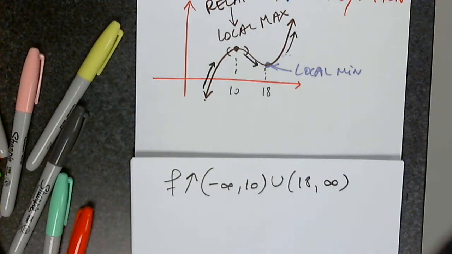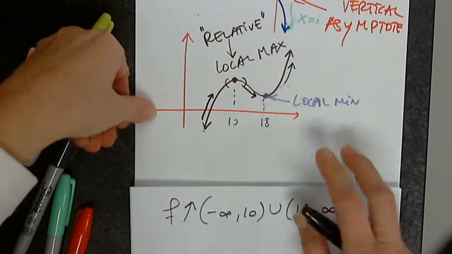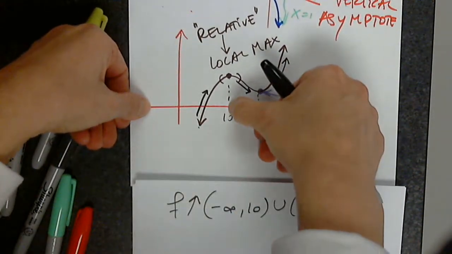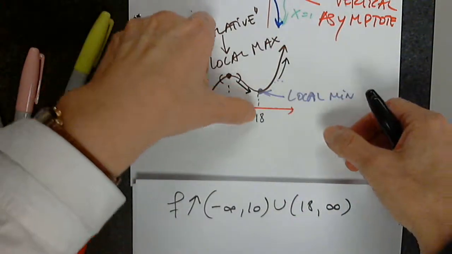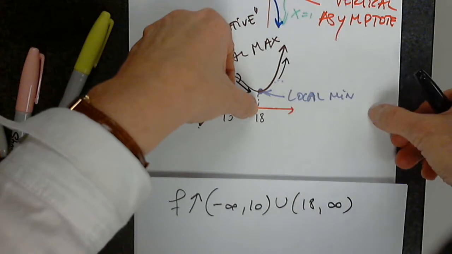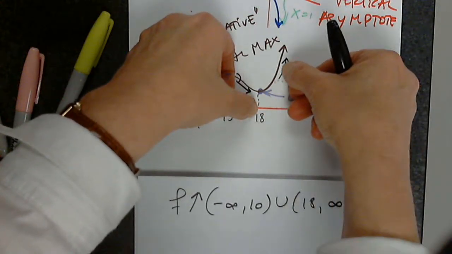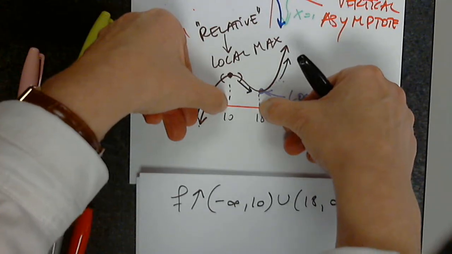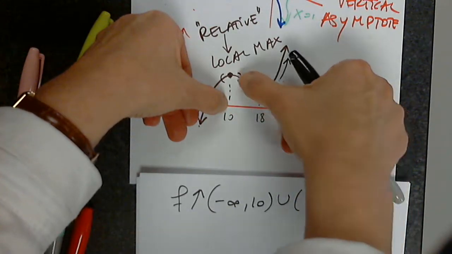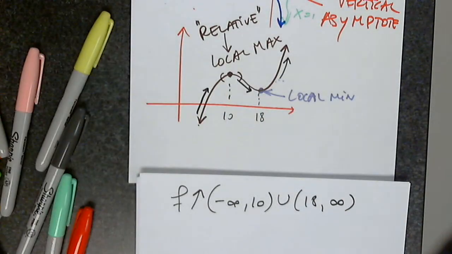Because that's where the increasing trend happens. For any x value between negative infinity and 10, the function is increasing. And also it's increasing for any x value between 18 and infinity. Look at it. But the function is decreasing for the interval between 10 and 18. We're not interested from which value to which value it is decreasing, but where the trend happens.